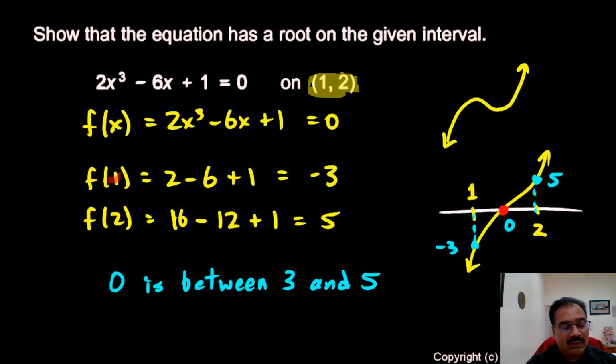Then f(1), you put 1 here, you have minus 3. f(1) is minus 3, but f(2) is 5. So this is negative and this is positive. It means 0 is between minus 3 and 5. So here 0 is between minus 3 and 5, so minus 3 is this, 5 is this, and 0 is here in between.